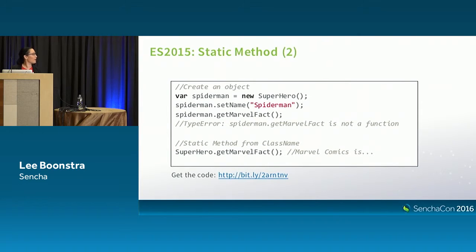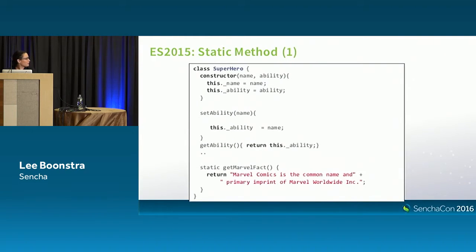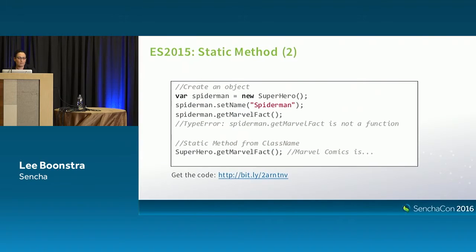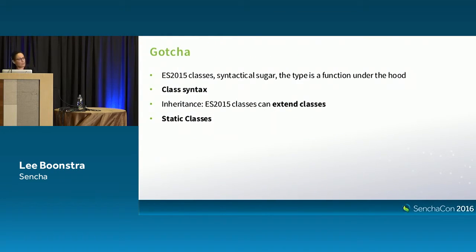But I cannot run getMarvelFact from Spider-Man, because the Marvel fact only exists within the prototype, as you can see here. But if I say superhero.getMarvelFact, then it works. So that could be nice. So just keep in mind, when you work with ECMAScript 6 classes, this is just syntactical sugar. These are functions under the hood, but it's definitely a nice way of writing out your code.